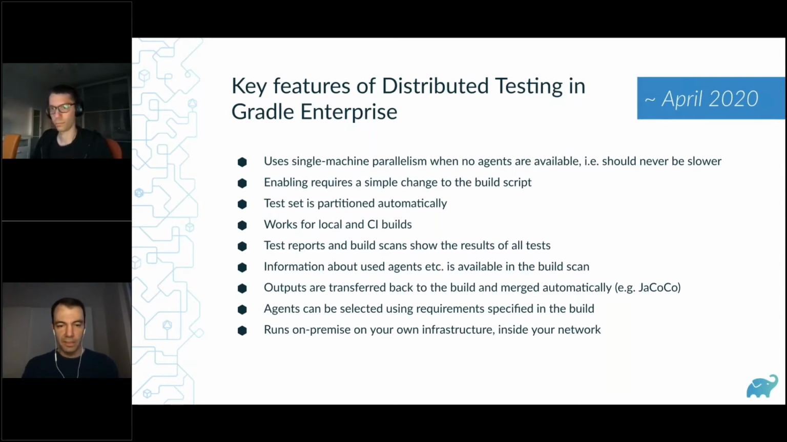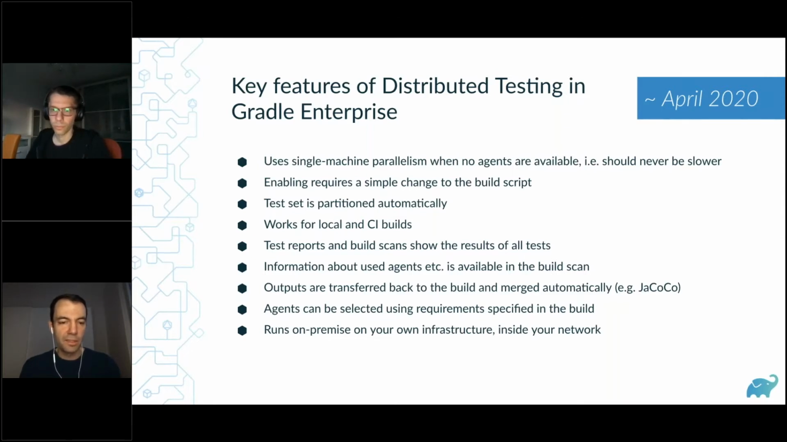Agents can be selected using requirements specified in the build, and specifically this means different test tasks, as we've seen, can have different requirements. The selection happens basically in the build. You don't have to worry about configuring this test task to only run on this agent kind, and that one on this other agent type. This is all handled in the build.